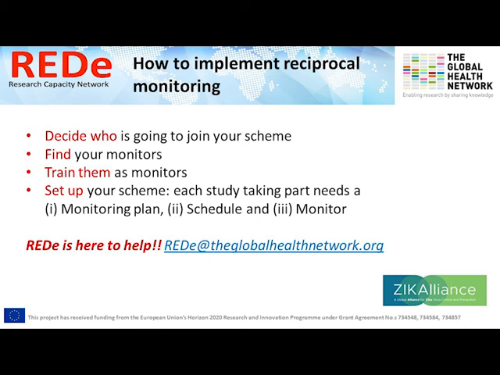So if you do want to do the reciprocal monitoring scheme, we've got a whole heap of materials that you can use on the REDe network to find out how to do this. You need to nominate people to the scheme. You need to find your own monitors and train them, and there's lots of resources available for this. And then you need to set up your scheme with the other people that are taking part in it with you. Agree monitoring plans, schedules, and how they're going to be set up across the sites. That's a very rapid overview for reciprocal monitoring, but there's lots more information on the platform.